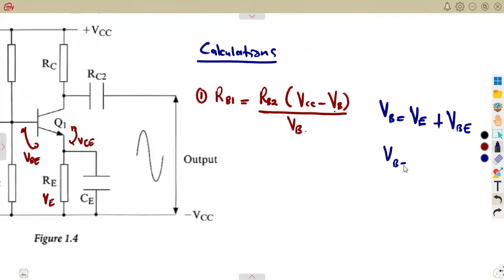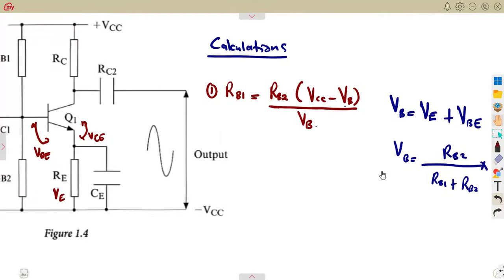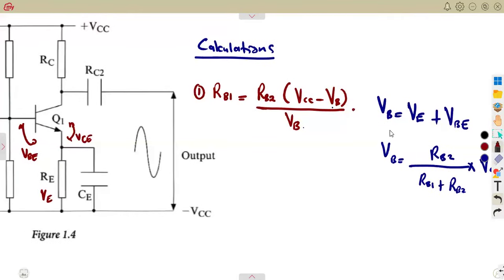You can calculate it from this formula when you are given the value of this RB2. We are simply making VB the subject of the formula, so it's going to be RB2 over RB1 plus RB2 times VCC. It can be given like this. But the major part that I need you to understand is this part and this part, because you'll be given that from your formula sheet. They'll provide this formula, and they'll also provide this formula for you.